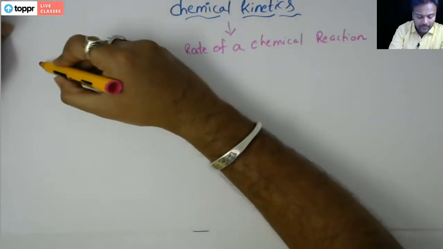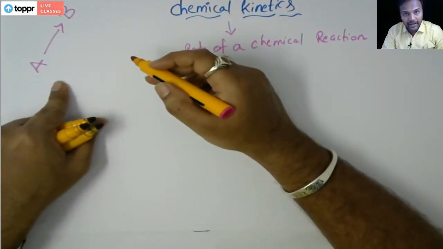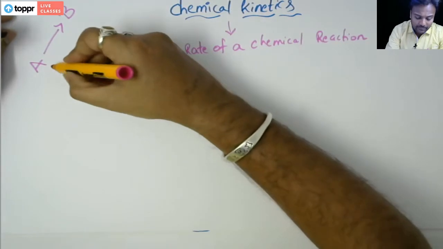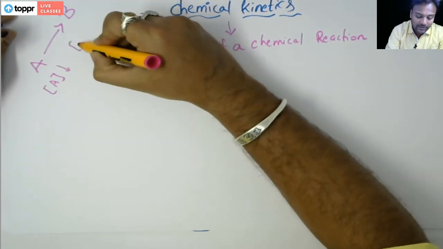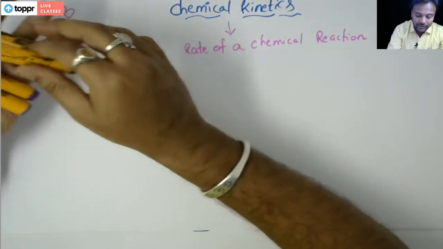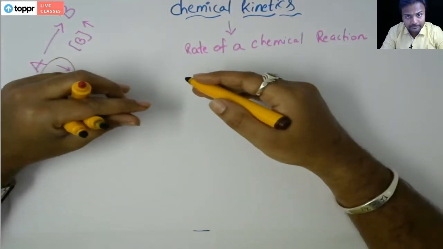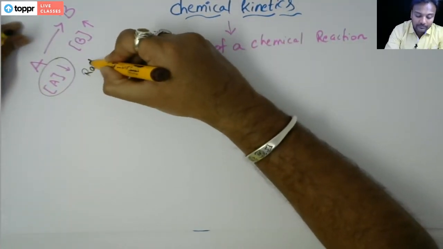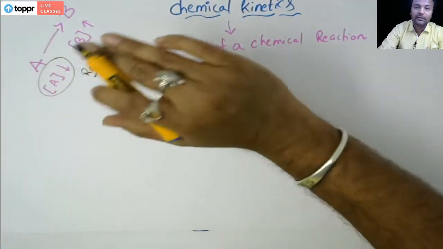Assume that you have a reaction where A is converted to B, meaning a reactant A is converted to product B. As the reaction progresses, what happens? As the reaction progresses, the concentration of A decreases, whereas the concentration of B increases. Right? Now, this concentration of A can decrease instantaneously or at a slower rate. So we want to know what is the rate of this reaction, where a reactant is converted to product?